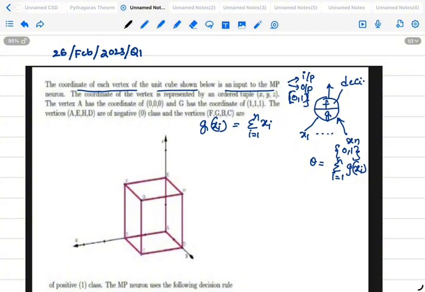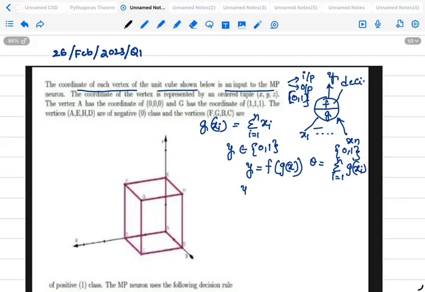y is the output, and y also belongs to {0, 1}. That is, both input and output are Boolean in an MP neuron. So y is a function, y equals f of g of x. Here f is a decision function and g is the summation of all the inputs, that is the aggregate function.